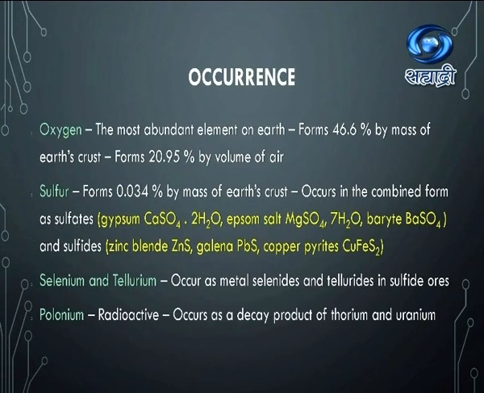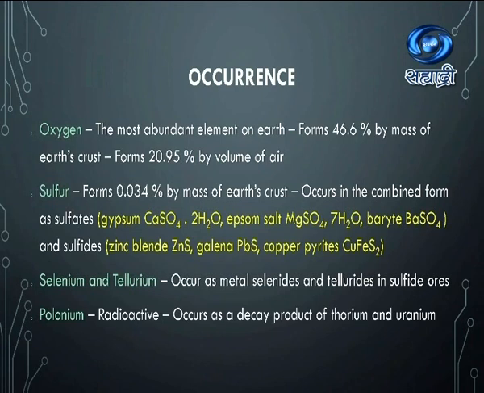Occurrence. Oxygen is the most abundant element on Earth. As we know, it forms almost 21% by volume of air. It also forms 46.6% by mass of Earth's crust. Now sulfur forms 0.034% by mass of Earth's crust.